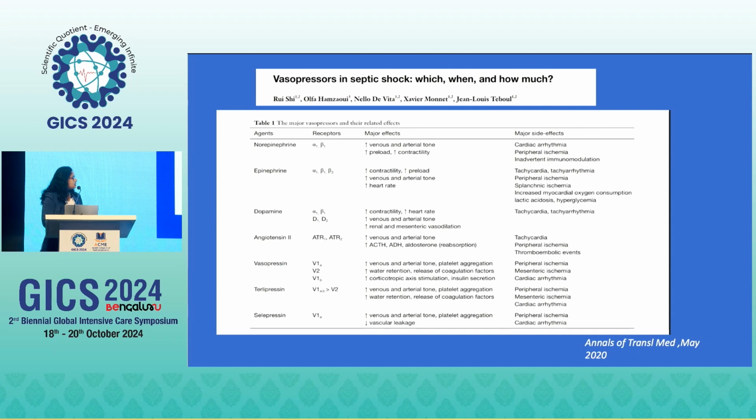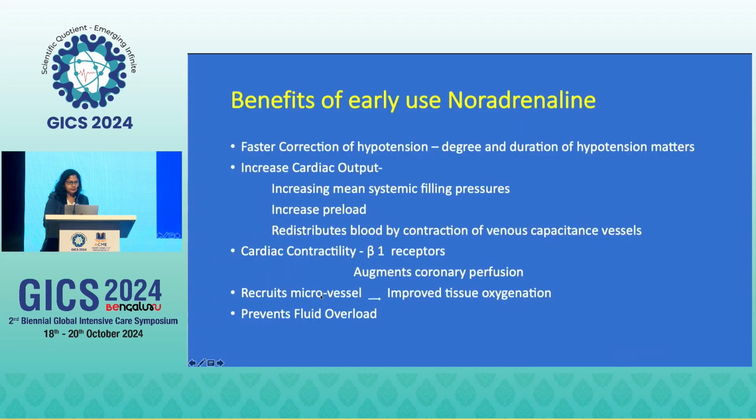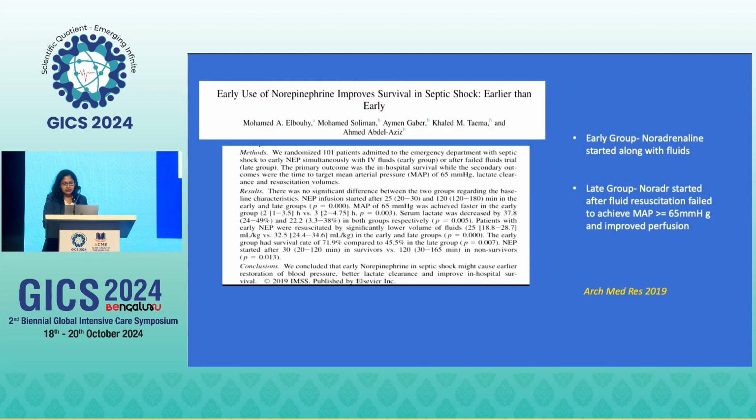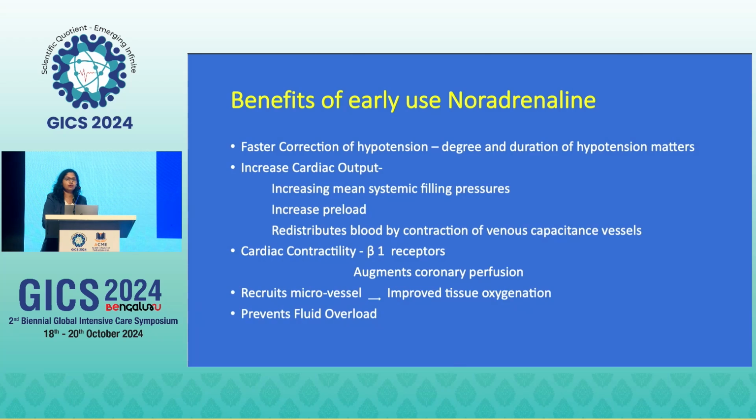So this is an article which nicely summarizes the mode of action of all these inotropes and vasopressors. You see at the top, noradrenaline followed by epinephrine and others. The benefit of using noradrenaline, as I mentioned, is that it increases cardiac output and also recruits the microvessels, and thus prevents fluid overload. Because if you are just incessantly giving fluid, waiting for that number of 30 ml per kg, you have probably overloaded the patient, and later if you start noradrenaline, all the consequences of fluid overload will manifest after 3 to 4 days.